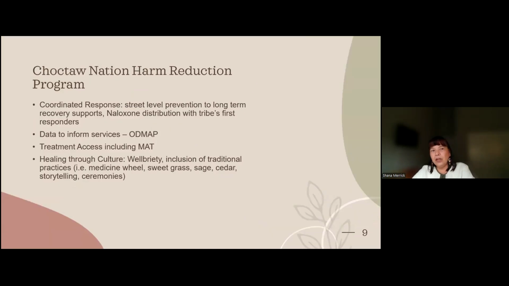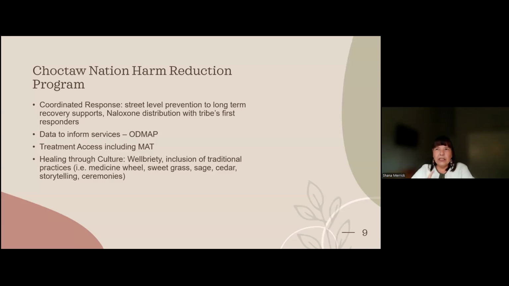The Choctaw Nation Harm Reduction Program is also, even though it's called a harm reduction program, a deflection program. The very first thing they did was start with their coordinated response. And the Choctaw Nation, this is in Wisconsin. I just wanted to clarify, so White Earth is in Minnesota, and the Choctaw Nation is in Wisconsin. I think that's right.